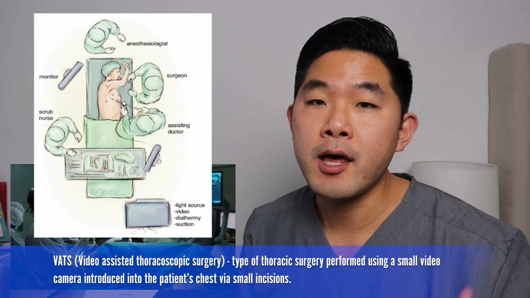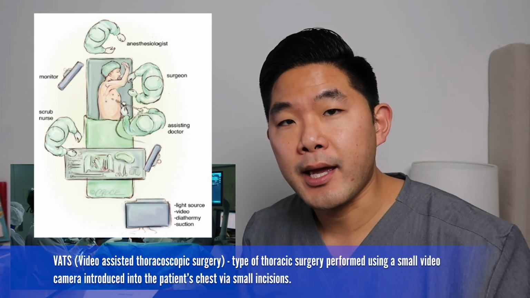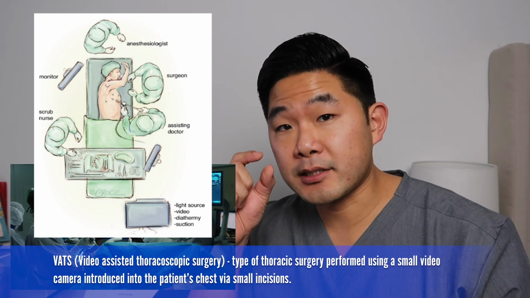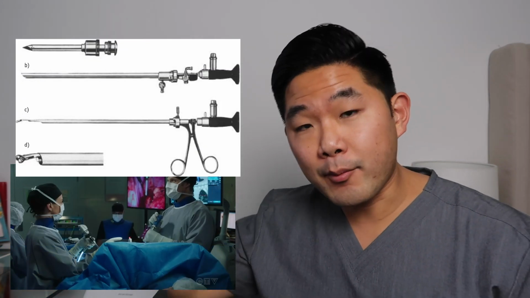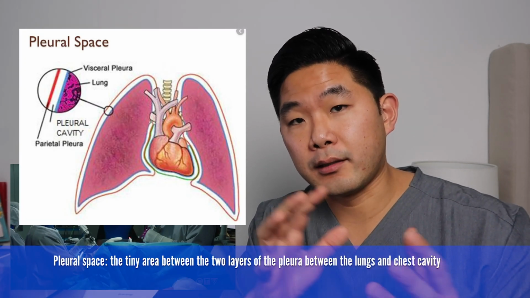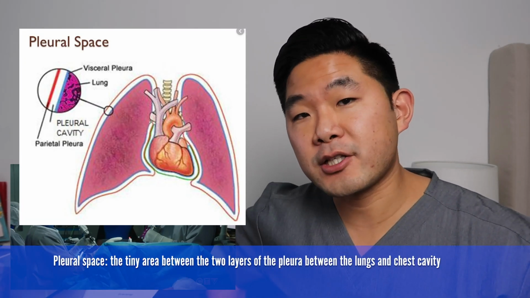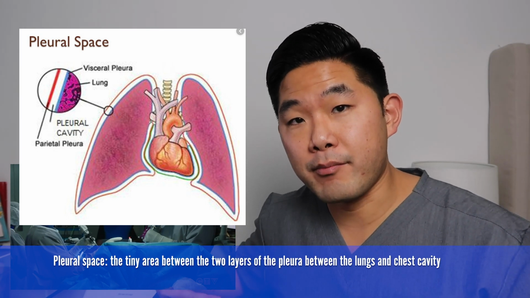All right, so what you see here is a setup for what we call a VATS procedure, or video-assisted thoracoscopic surgery. And this is done using a small incision, and a tube is placed on the side of a patient, and a camera is placed through that tube to basically look around the pleural space, or where the lung is contained, and you can actually access the thoracic spine or your mid-back through this approach.